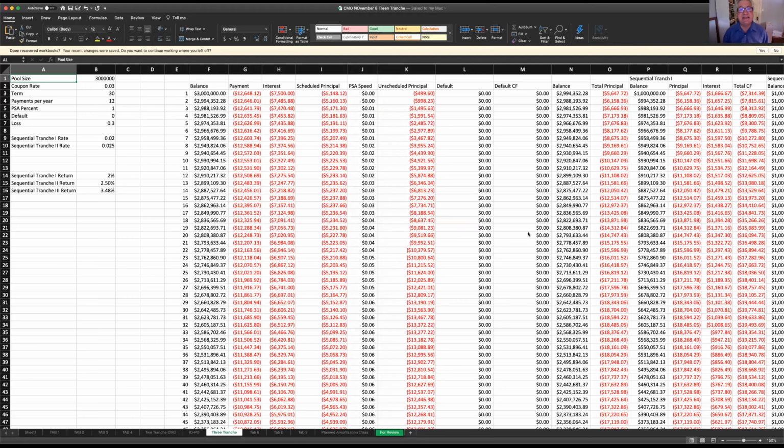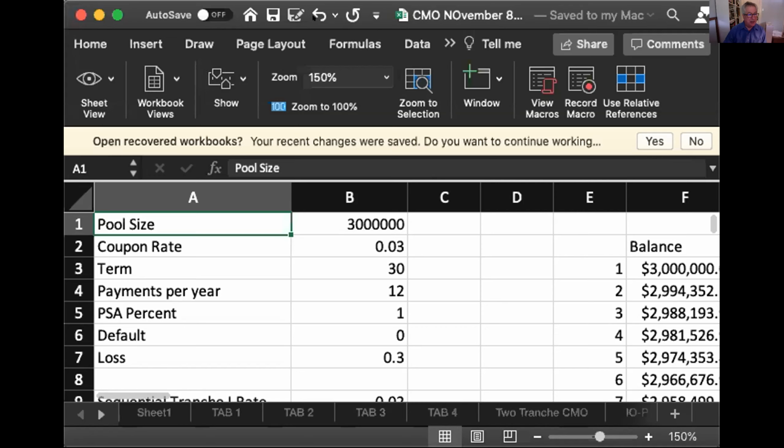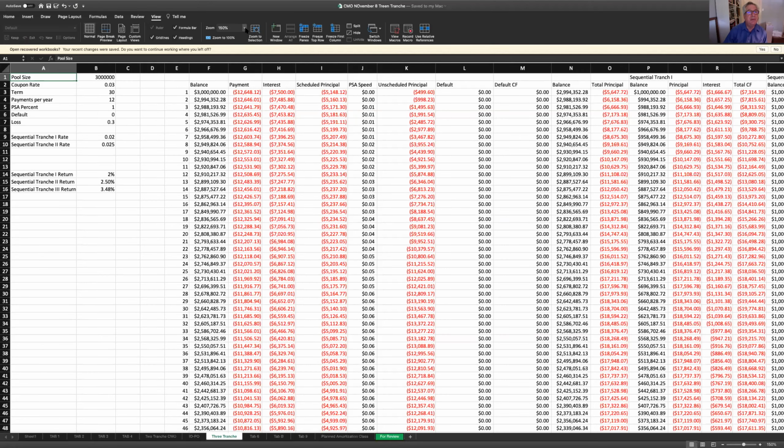So in order to do that, let's start by taking a look at a basic spreadsheet that sets up an underlying mortgage-backed security and has certain characteristics for each tranche of this security. So let me make this a little bigger so you can see it more easily. And I don't know why that did that. There we go.